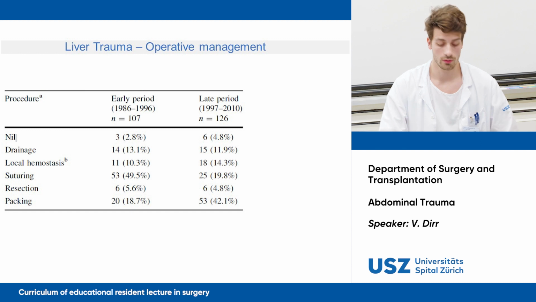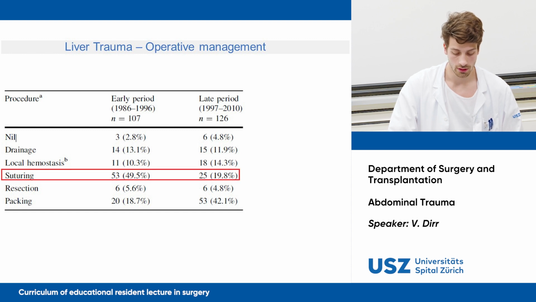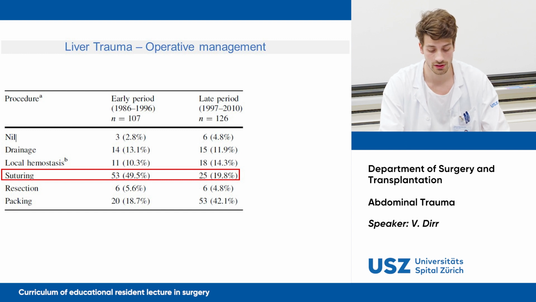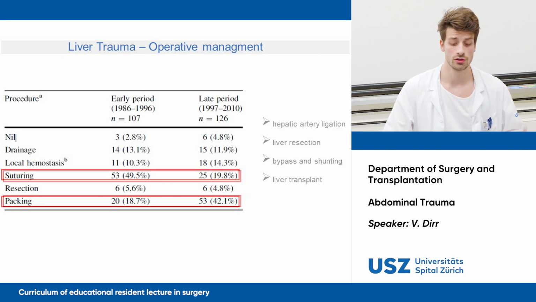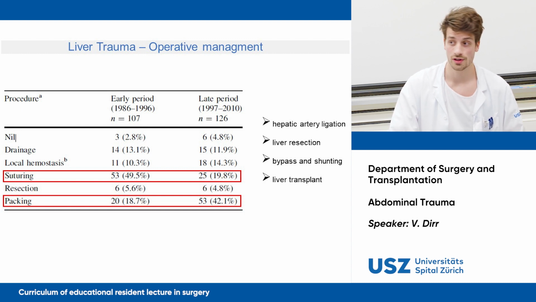And the study I was talking about earlier, they saw a shift from the early period towards the late period. In the early period, in around 50% of the cases suturing was the treatment of choice, and then later on it was only 20%, whereas packing was clearly favored in the late period. Sometimes higher grade injuries might necessitate something like a hepatic artery ligation, liver resection, bypass and shunting techniques, or in worst case scenarios, a liver transplant.